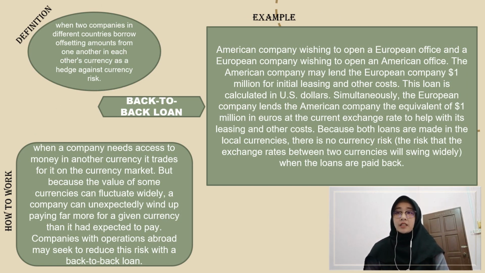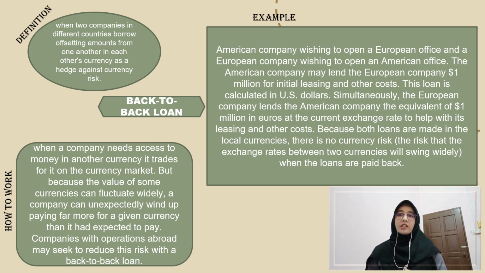The second example is a back-to-back loan. A back-to-back loan is when two companies in different countries borrow offsetting amounts from one another in each other's currency as a hedge against currency risk. How does it work? When a company needs access to money in another currency, it raises it on the currency market. But the value of some currencies can fluctuate widely. A company can unexpectedly wind up paying far more for a given currency than it had expected to pay.